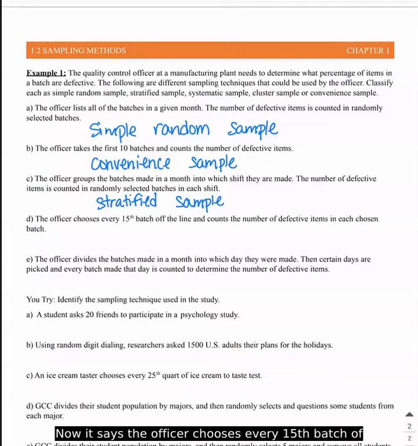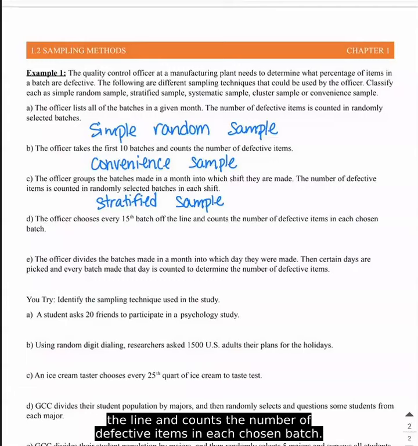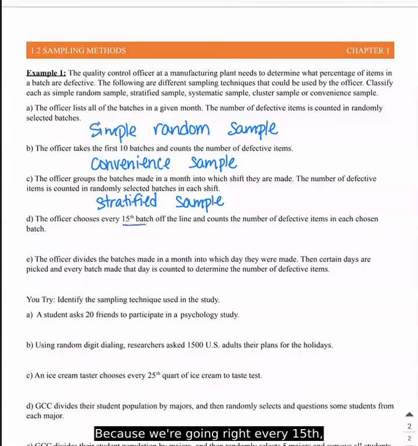So now it says the officer chooses every 15th batch of the line and counts the number of defective items in each chosen batch. So because we're going every 15th, this is going to be our systematic sample.